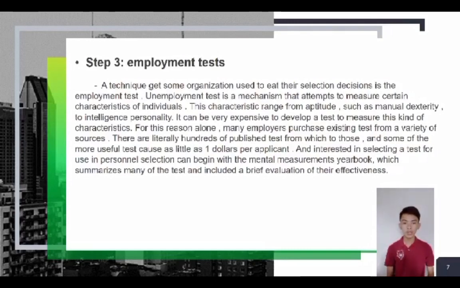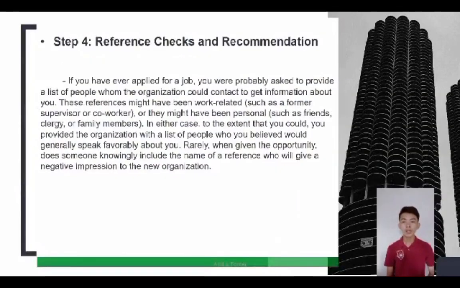For this reason alone, many employers purchase existing tests from a variety of sources. There are literally hundreds of published tests from which to choose, and some of the more useful tests cost as little as $1 per applicant. Anyone interested in selecting a test for use in personnel selection can begin with the Mental Measurements Yearbook, which summarizes many of the tests and includes a brief evaluation of their effectiveness. Step 4. Reference check and recommendation.